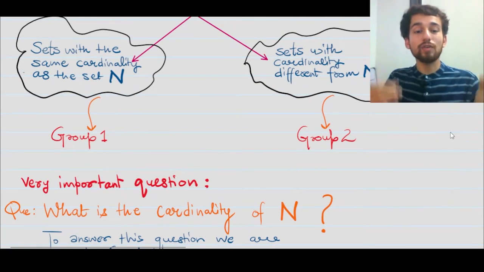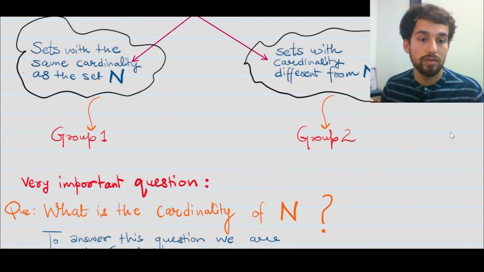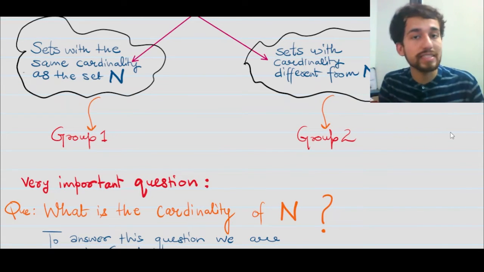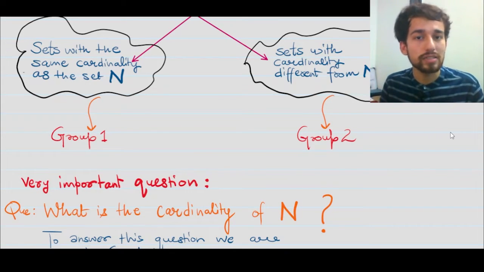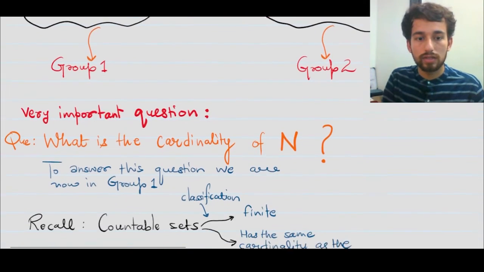So what is the meaning of this statement, the cardinality of the set of natural numbers? What does it mean? By cardinality we mean the size of a set. So how much is the size of this set of natural numbers? We have to answer this question. Okay, let's move ahead now.